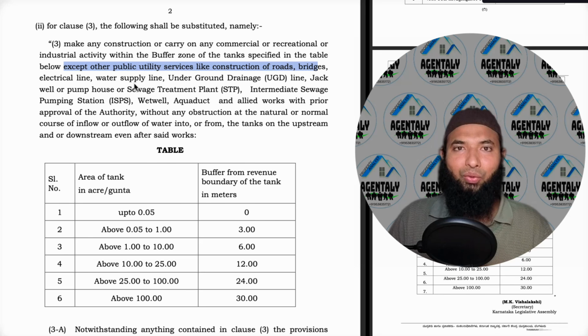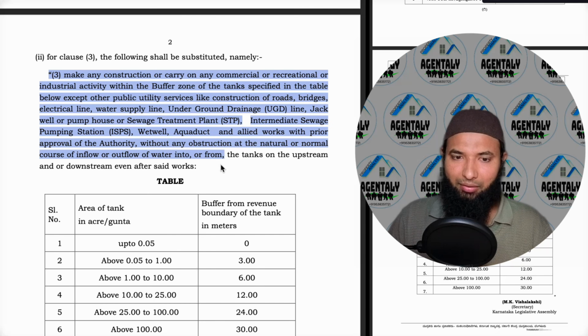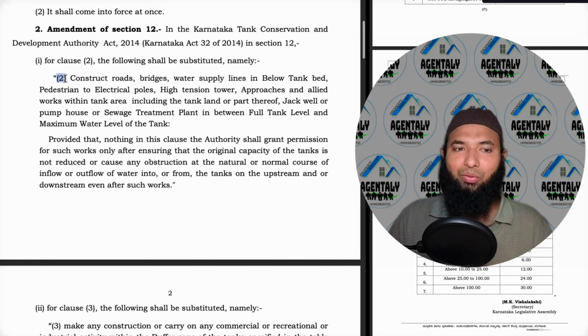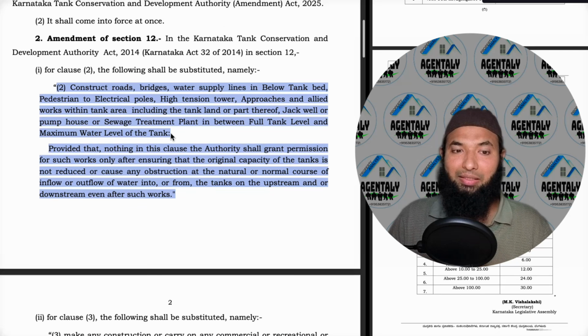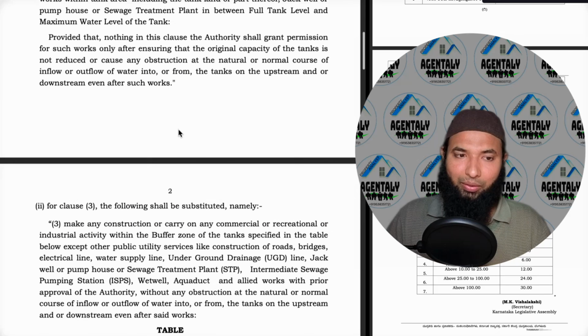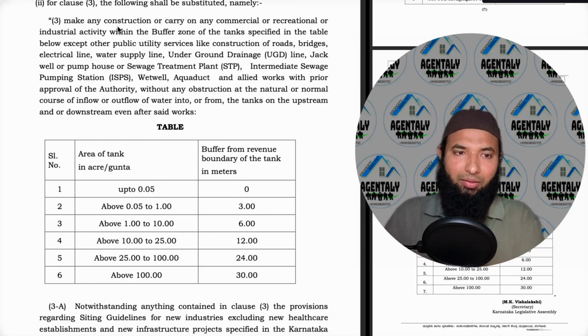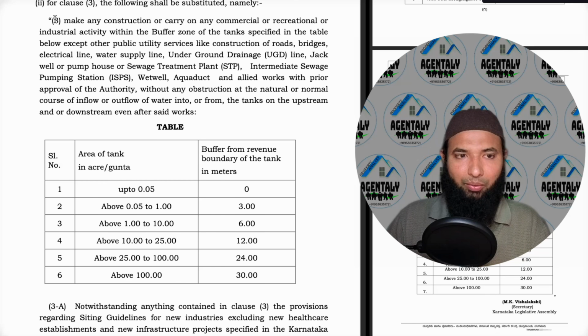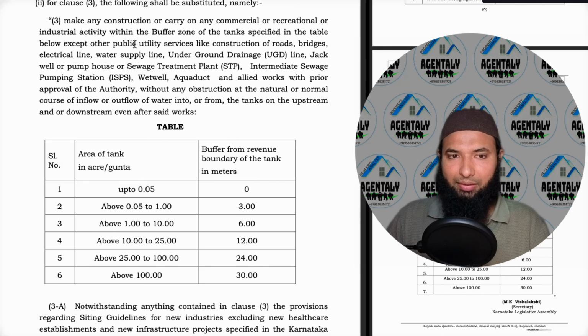Okay, now two things here to notice. This is talking about the buffer zone area, and this 2 was talking about inside the lake itself, inside FTL, that is inside the lake boundary they are talking about. No construction and all. Now here we are talking about inside the buffer zone. This point 3 under 12 subsection 3 is talking about buffer zone rules. So in this they have told except other public utilities like construction of road can be done in buffer zone, bridges, electrical lines, water supply lines, underground drainage, but these are all again problematic.